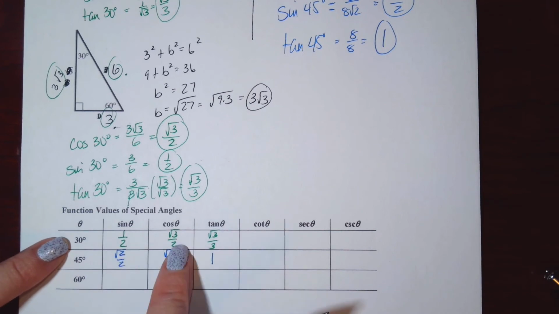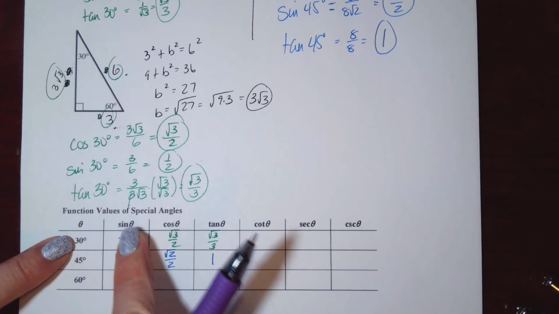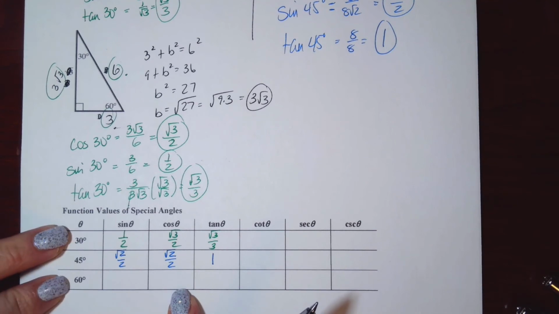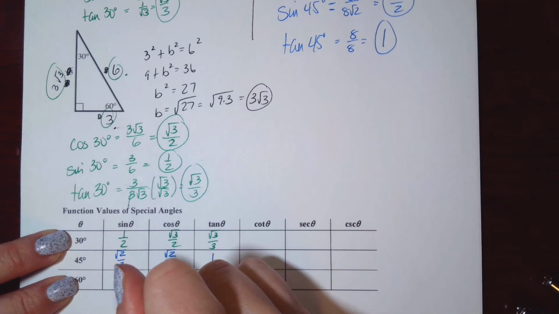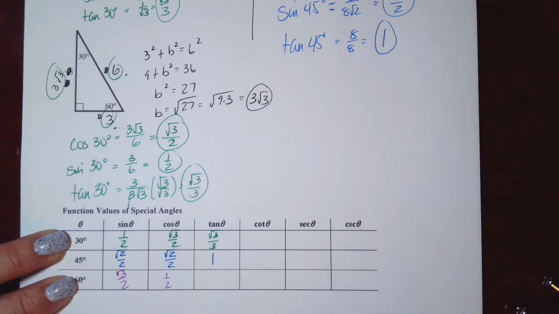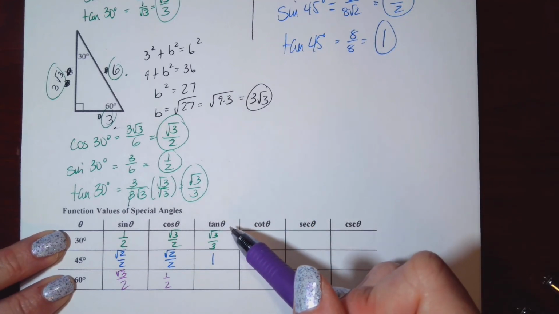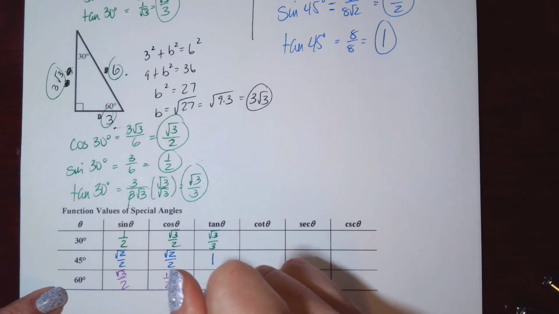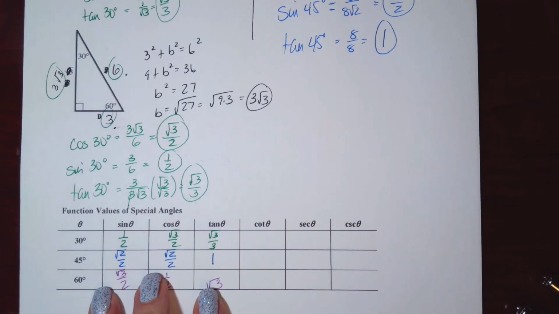Because I know my 30-degree angle, I can fill in my 60 because sine and cosine of complementary angles are my cofunctions. So sine and cosine are going to be the same value. Instead of square root 3 over 3 for tangent, I'm going to take the reciprocal of that. It's going to be square root 3. And then I can find my reciprocal function values from those original 3 values.